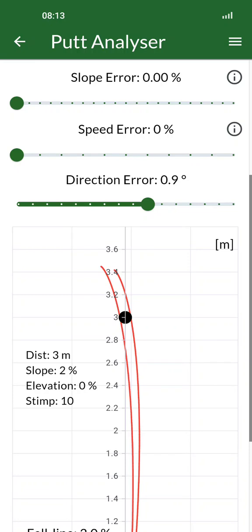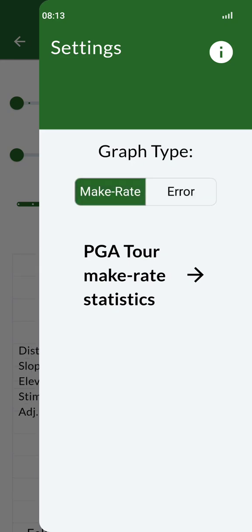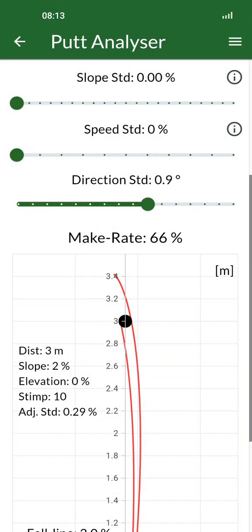But to be able to compare these, we need to know what error is to be expected. And to see this, we need to change to the metric standard deviation. This we can do by pressing the menu button up top right, and then going over to graph type of make rate. Now we instead get make rate for a set of standard deviations. These you can very easily find by doing different tests in the app, but to continue the analysis, we'll use my standard deviations.